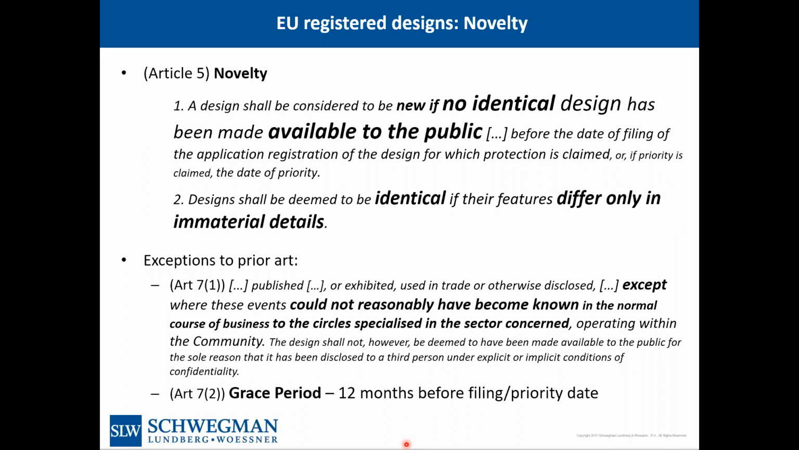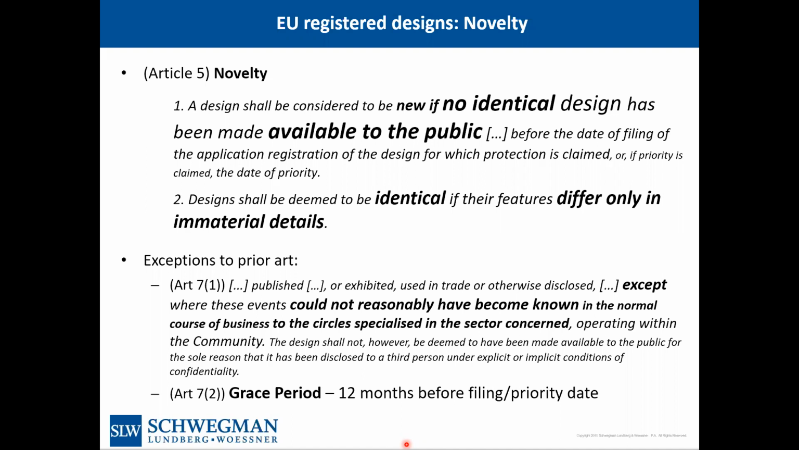But novelty: the design must be new, meaning no identical design has been made available to the public before the filing date or the priority date. And designs are deemed to be identical if they differ only in immaterial details. If that ever became critical, you would just have to write about what that is. There are some exceptions to the prior art.